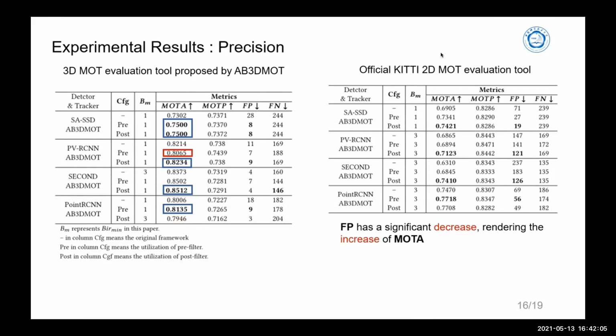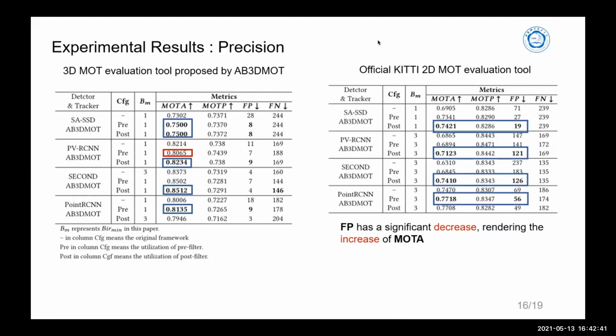The main reason is that the evaluation tool proposed by AB3D MOT would automatically try different thresholds of object scores to find the best final result. A higher threshold may ignore some true positives having lower scores. So in order to eliminate the impact of threshold changes, we use the official KITTI 2D MOT evaluation tool with no filter threshold. The right table shows the results.